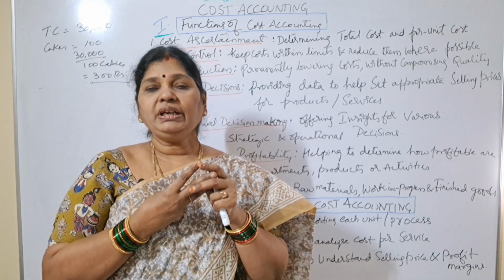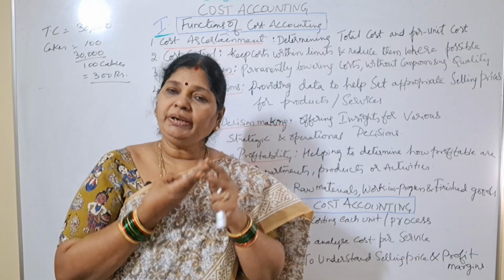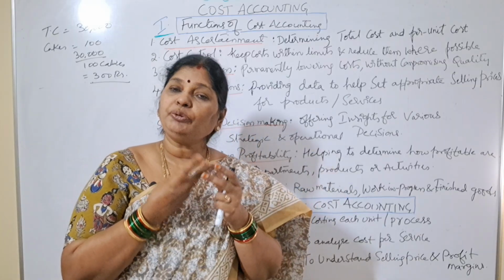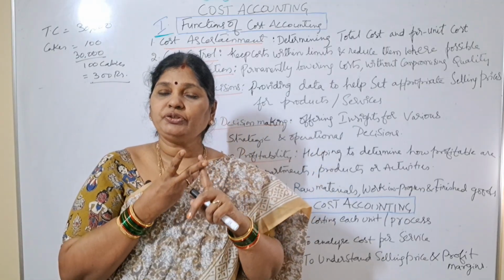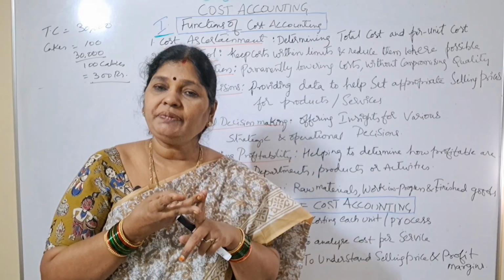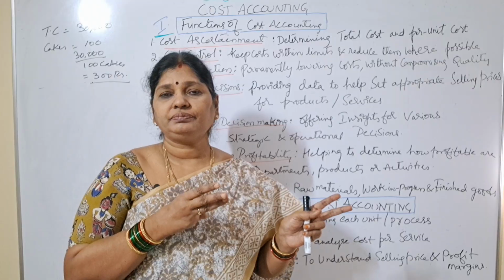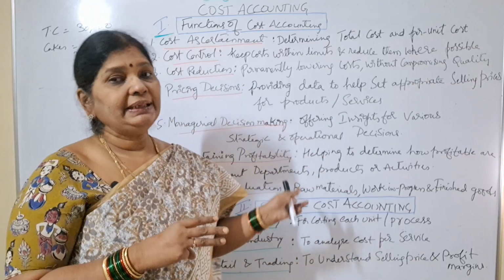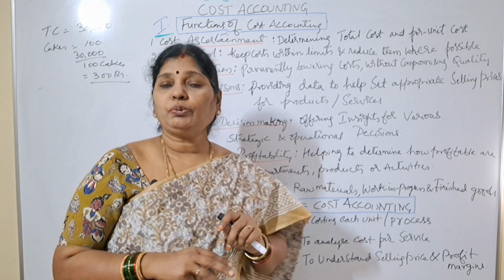So when we are valuing our raw material, in our sweet shop, the raw material form of what we have with us, we have to value that. How much quantity of flour is there with us, how much quantity of sugar is there with us, and how much quantity of butter is there with us. All these raw materials are to be valued by us. We also have to value our work in progress.